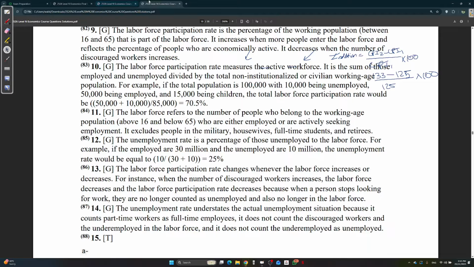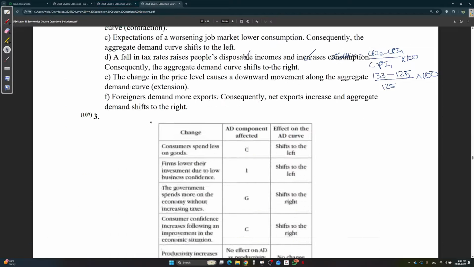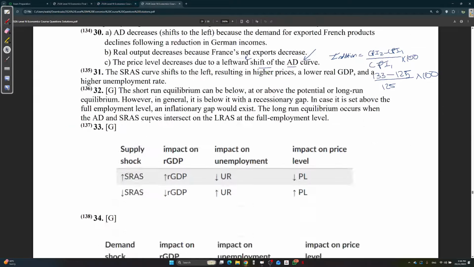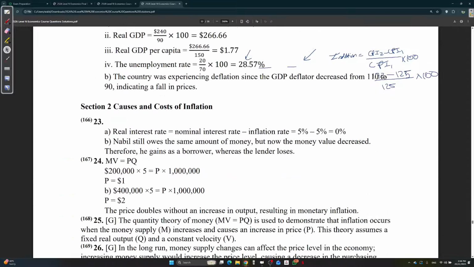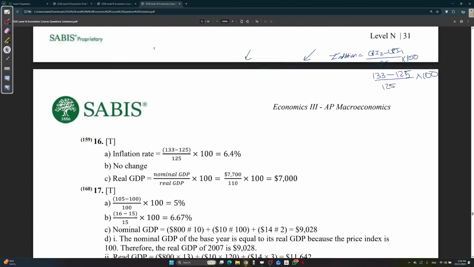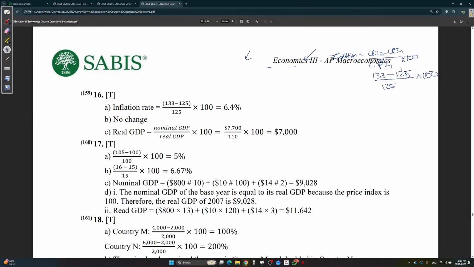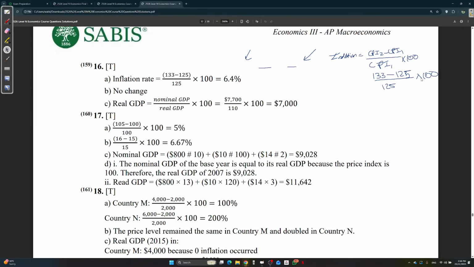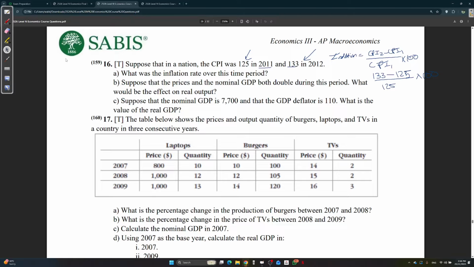Let's see, is that what they did in the answer key? Let's scroll all the way to chapter 6. Question 16. If you simply do this like we did it up here, times 100, you should get 6.4%.